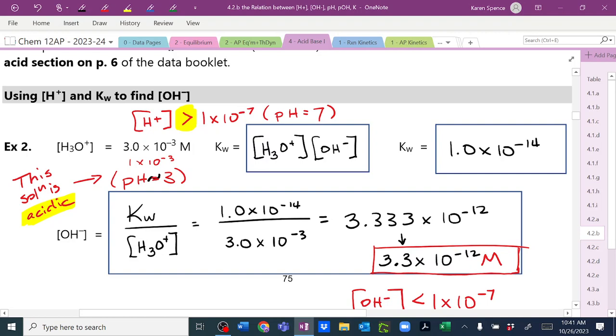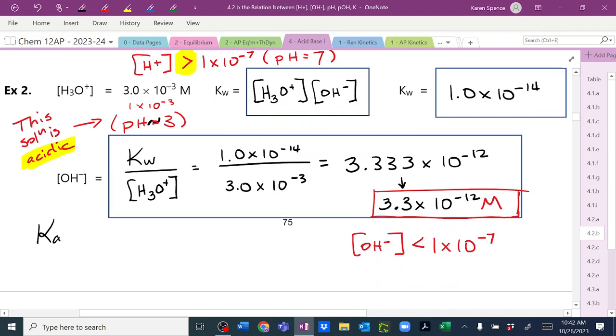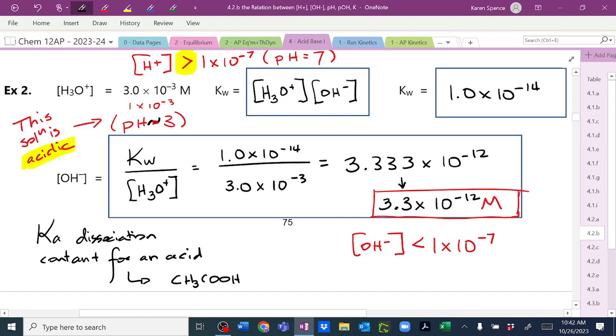What's Ka? Ka is the dissociation constant for an acid. So if I had, for example, acetic acid, CH3COOH, aqueous, it dissociates into CH3COO minus and H plus, yes?